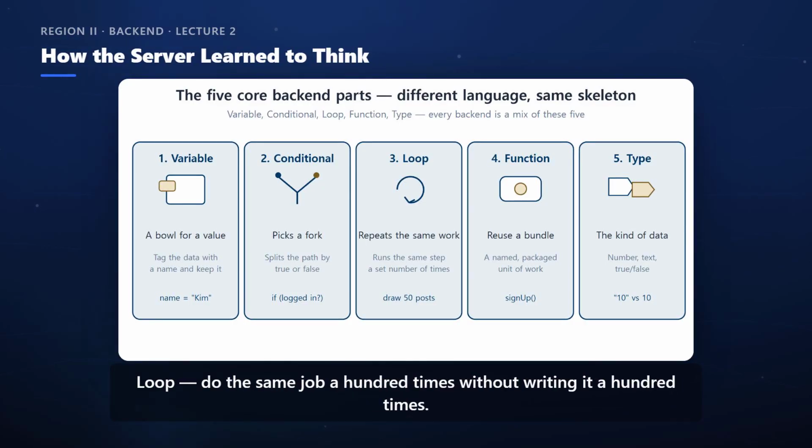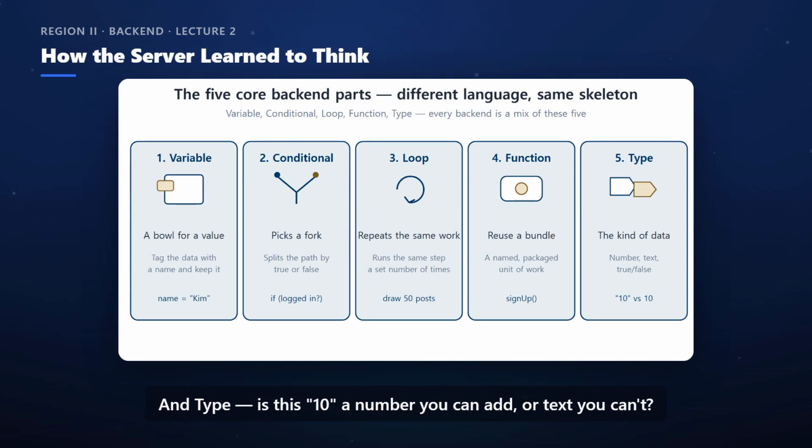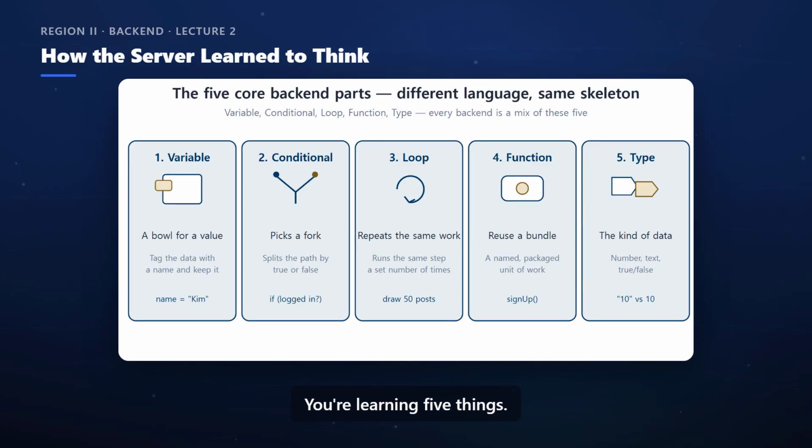Loop, do the same job 100 times without writing it 100 times. Function, tie 12 steps to a single button you press by name. And type, is this 10 a number you can add, or text you can't? Learn these 5 in one language, and every other language is just a different accent. You're learning 5 things. Not 5 languages.